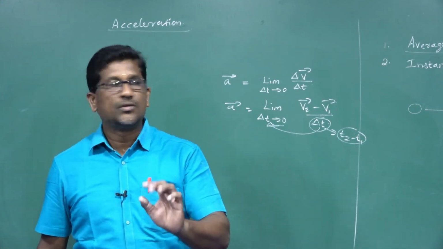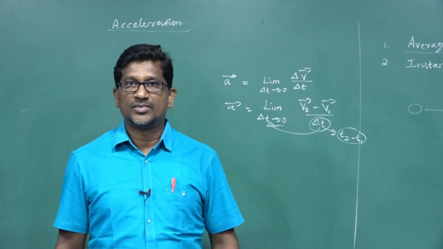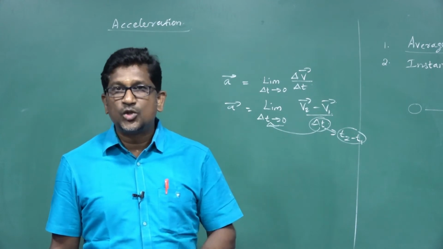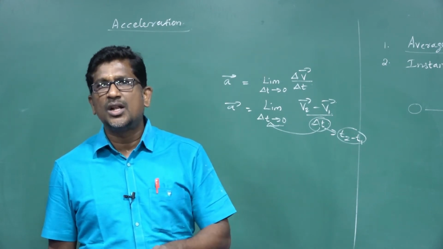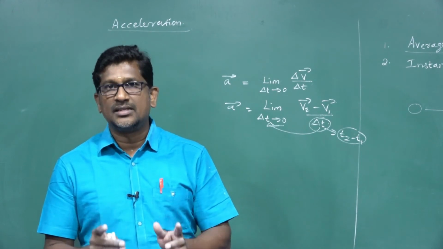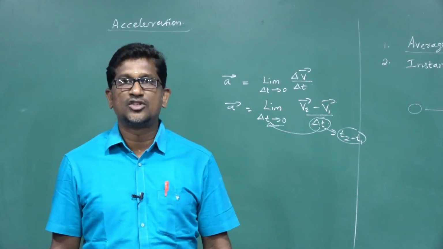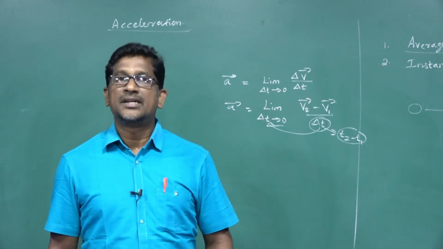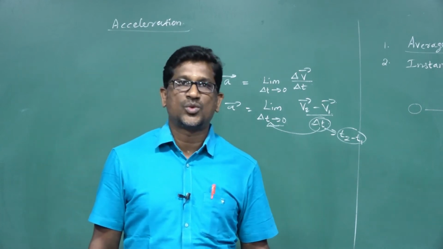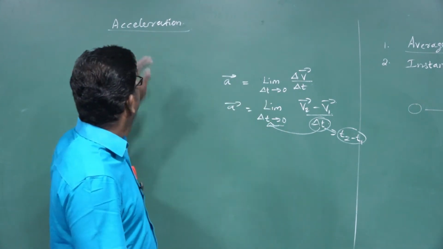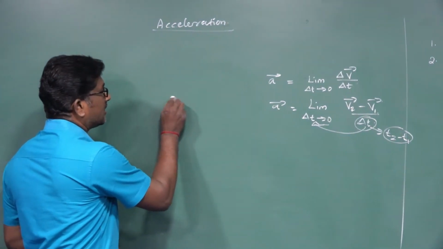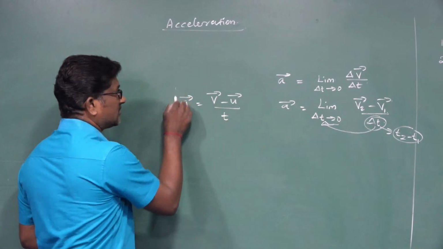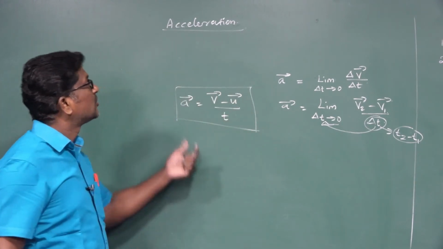For that situation, we go for instantaneous acceleration. Instantaneous acceleration is defined as the ratio of change in velocity of the particle over the time interval del t as del t tends to 0. So this is the main difference between average acceleration and instantaneous acceleration. The formula of acceleration, already written, is a vector equals v vector minus u vector divided by t. This is a general equation for acceleration.